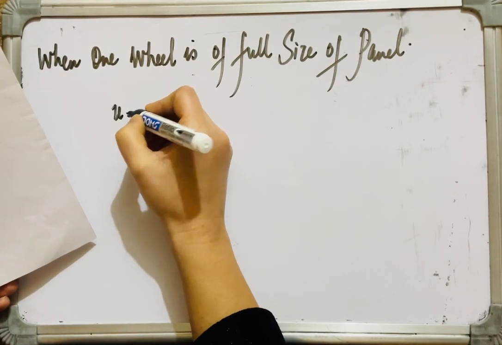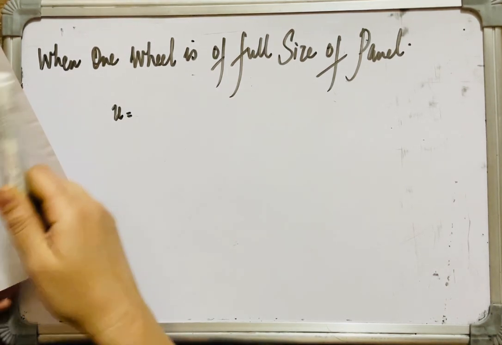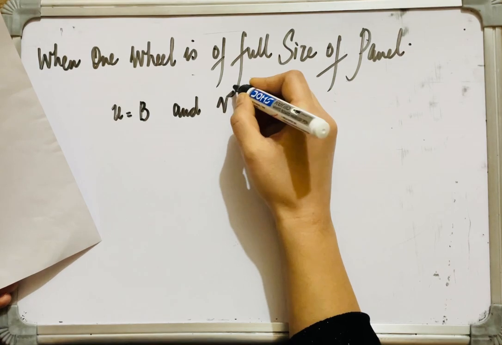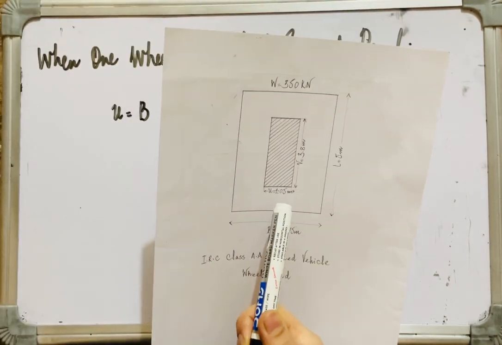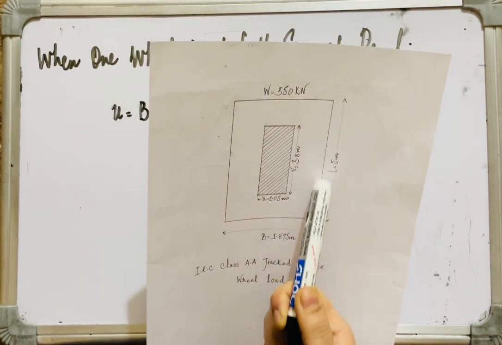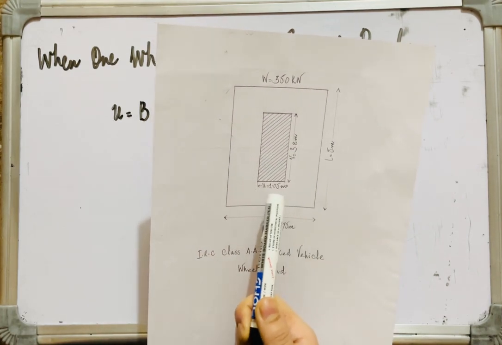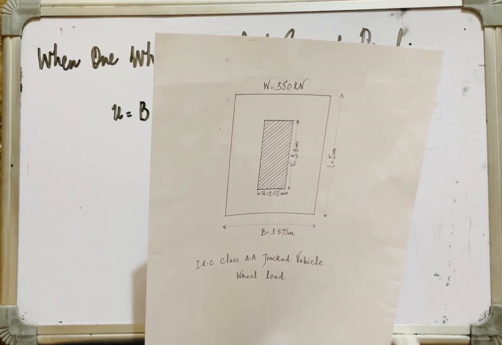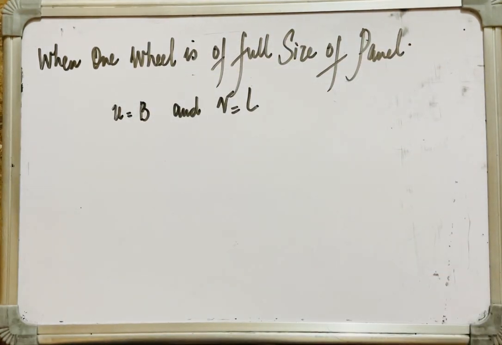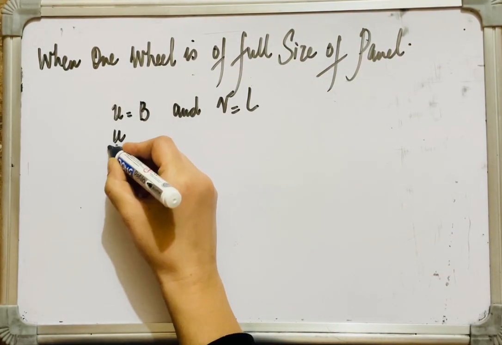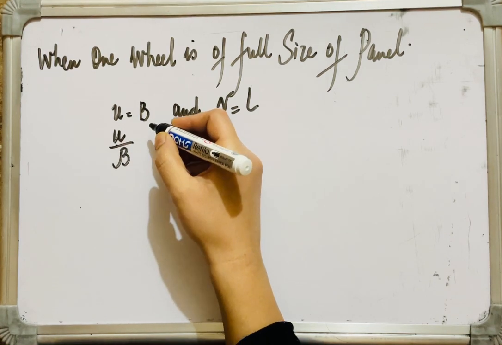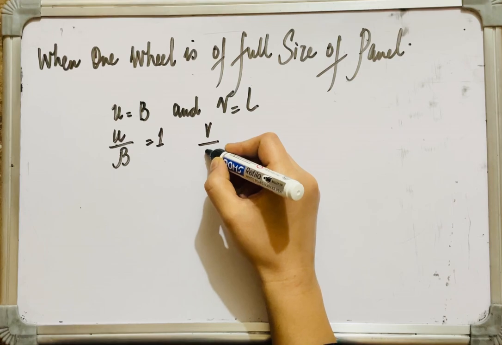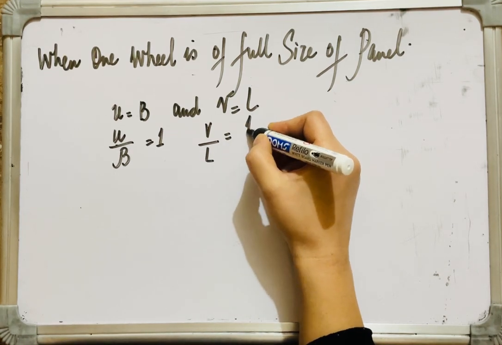U बराबर होगा B के, and V will be equal to L. When one wheel will be of the full size of the panel of this panel, then U will be equal to B and V will be equal to L. All right, and that means U by B ratio, that will be 1, and V by L ratio, that will also be equal to 1.